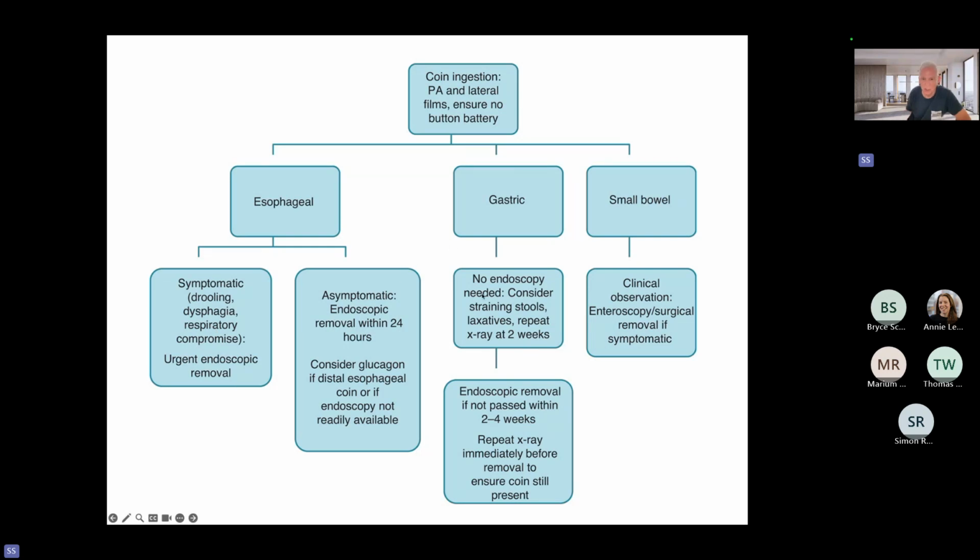Gastric foreign bodies, no endoscopy needed. Consider straining the stools, X-ray at 2 weeks. Endoscopic removal if not passed within 2 to 4 weeks. And always, when you admit somebody for a foreign body, get a film right before you're going to remove it. Sometimes, and I've been there and done that, I go in and there's nothing there because on the way from when they were admitted to the time they get to the OR, it passes. So make sure you get one right before you go in. In the small bowel, just observation and removal if symptomatic.